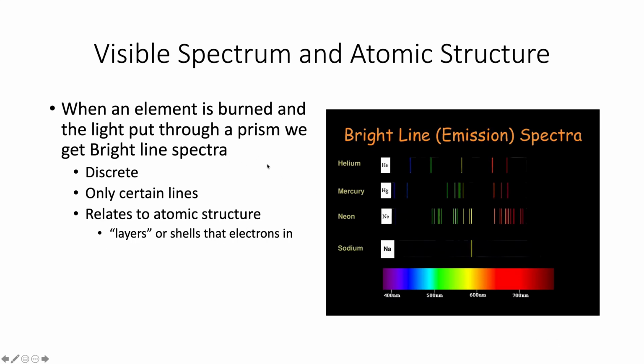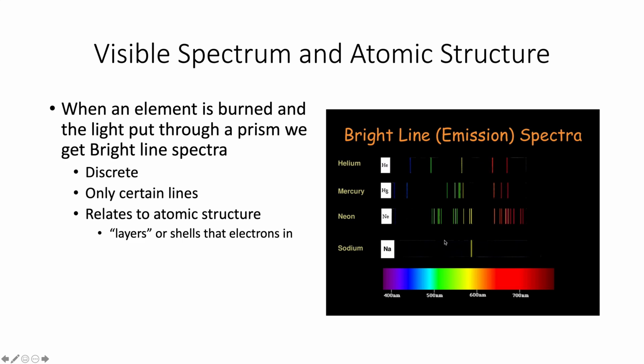If you take an element and you burn it and then look at the light through a prism, you get what are called bright line spectra or discrete spectra. So for example, helium has only these lines. Mercury has only these lines. Neon has only these. And every element has a unique spectrum.